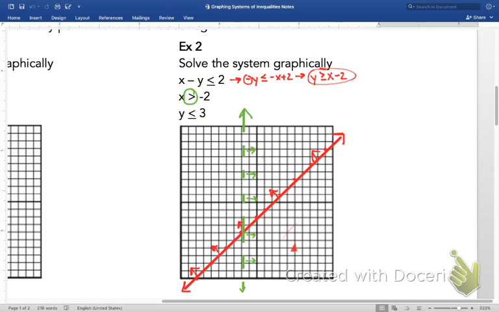So if it's y is less than or equal to 3, what kind of line is it? Horizontal, right? Is it solid or dashed? Solid. And then solid at 3. Where am I going to shade here? Above it? Is it going to be in that little triangle, or is it going to be everything above it? It's going to be in that little triangle, right? Okay, it's down here. So it's basically where all those three arrows meet is my area of my solution here.